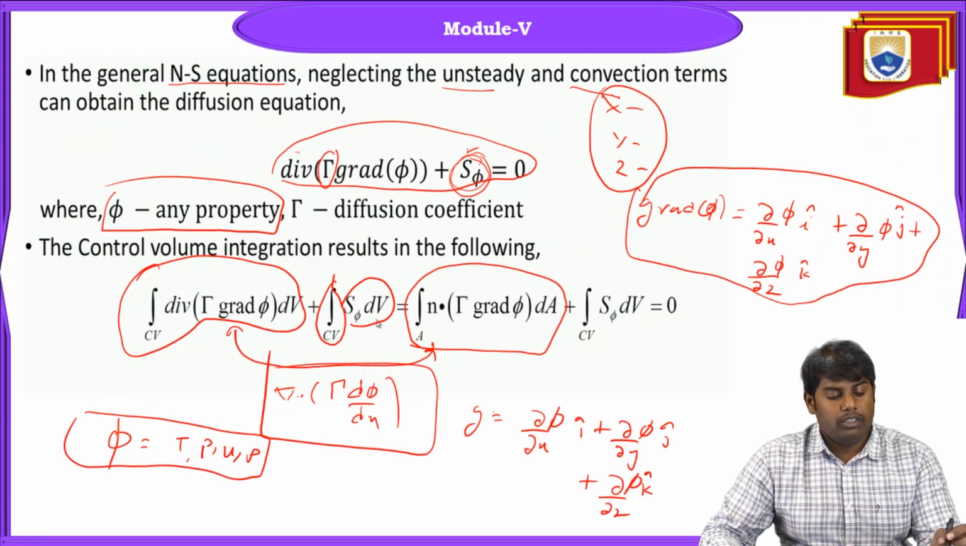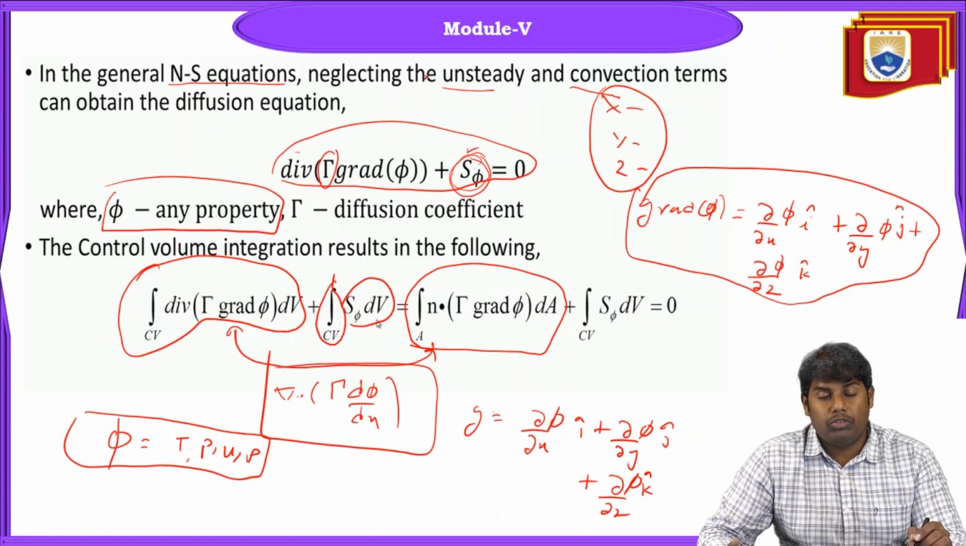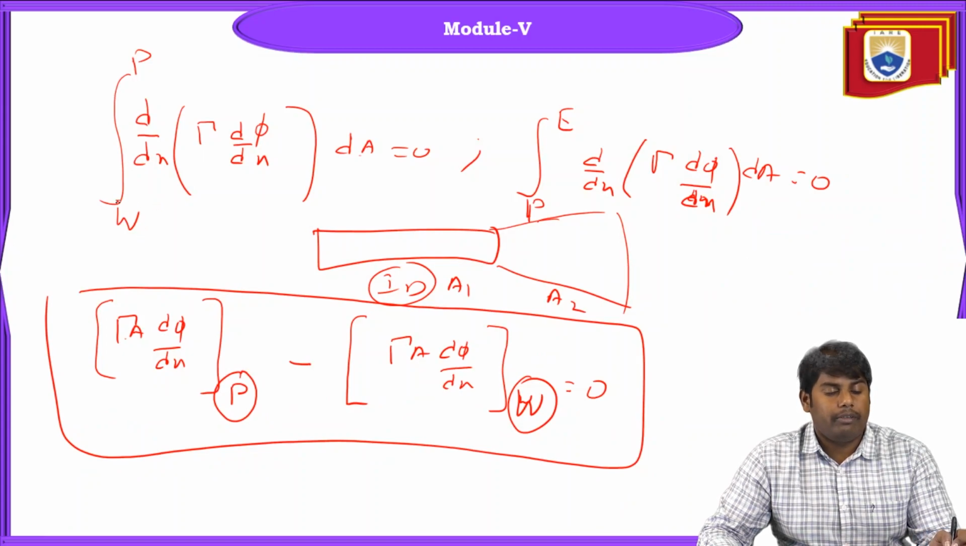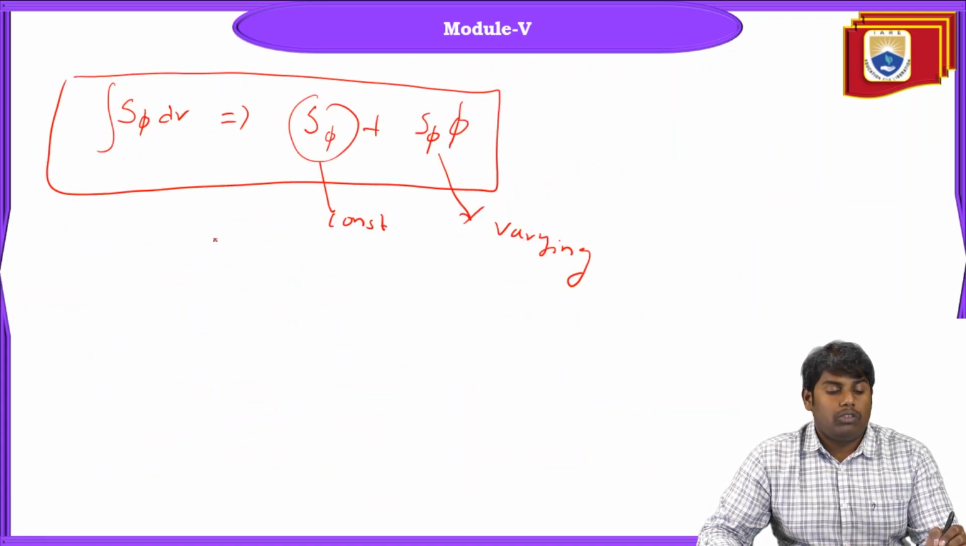Then we have seen the general Navier-Stokes equation, which has the unsteady, diffusion, convection and source terms. Further, we made an assumption where we neglect the unsteady term, the convection term, and source terms like the gravity term or body force term, and the pressure gradient term. So simply we have the diffusion term and the source term. Phi is any property, and gamma is the diffusion coefficient. The volume integral is converted to a surface integral. With that we did the finite volume formulation between the west node and point P, and between the east node and point P, then joined them together and obtained this formulation. This is the formulation of the source term.